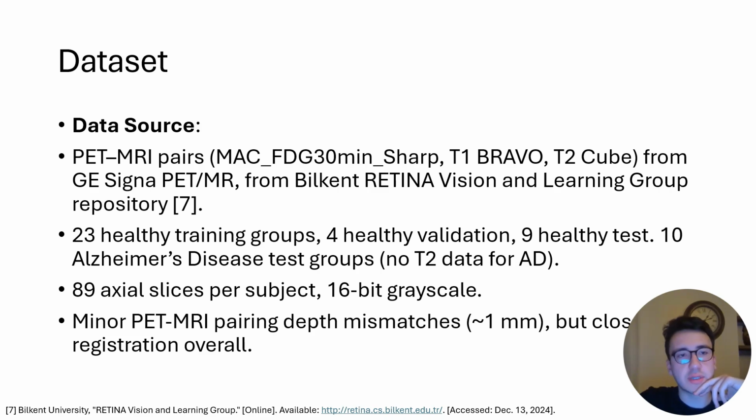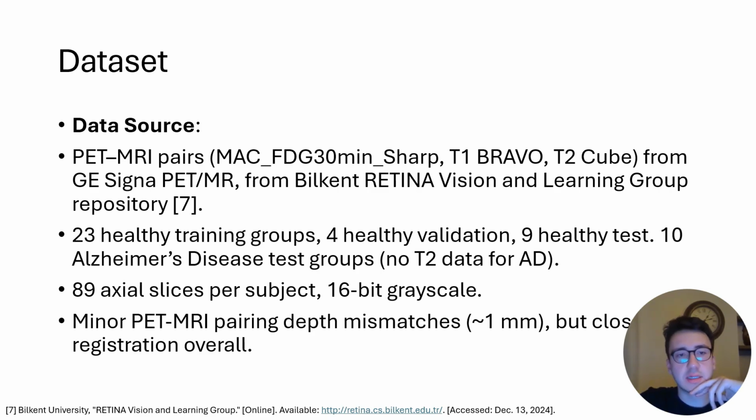As per the dataset, I would like to introduce it as PET MRI pairs. They have been obtained from the Bilkent Retina Vision and Learning Group. They contain MAC FDG 30 sharp PET images, T1 Bravo MRI images, and T2 Cube MRI images. These are T1 and T2 MRI images respectively. And for all of these three modalities, we have 23 healthy training groups, 4 healthy validation groups, and 9 healthy test groups. Additionally, we have 10 Alzheimer's disease test groups, which don't contain T2, but they do contain both the PET and the T1 MRI.